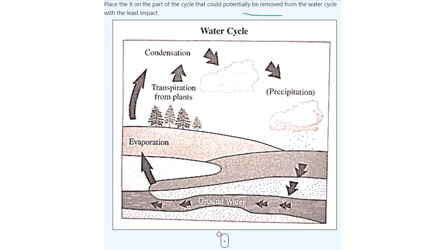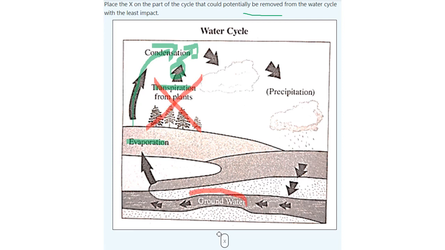But there are two ways for the water to enter the air. There is transpiration from plants, which puts water into the air, and there is evaporation, which also puts water into the air. So which one of these could we remove? If there's two things doing the same job, then one of these could be removed. The best answer is if we remove the transpiration from the plants.